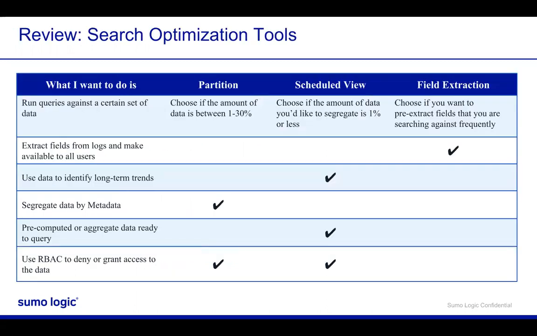This last slide here is just showing the optimization tools and, based on what you want to do, what would be a good optimization tool to utilize. As it shows here, if you want to extract fields from logs, field extraction is going to be a good thing for you to use. If you want to segregate your data by metadata, partitions are probably a good candidate.